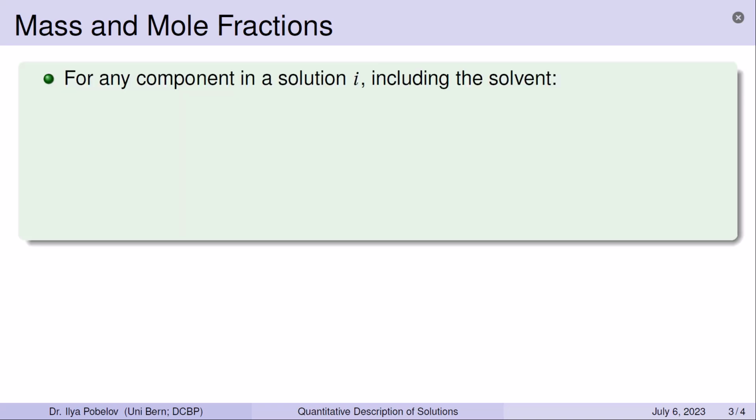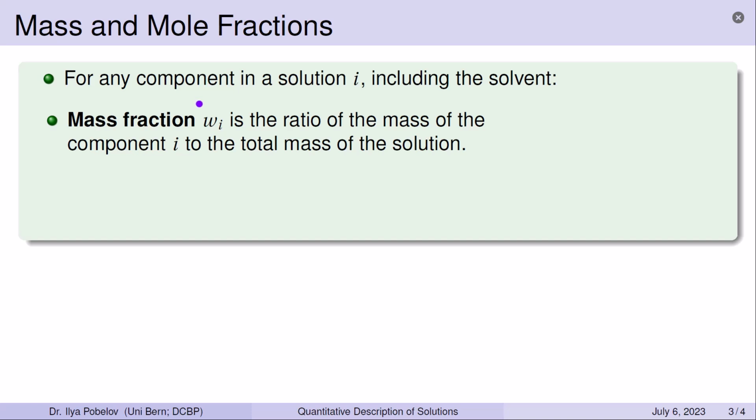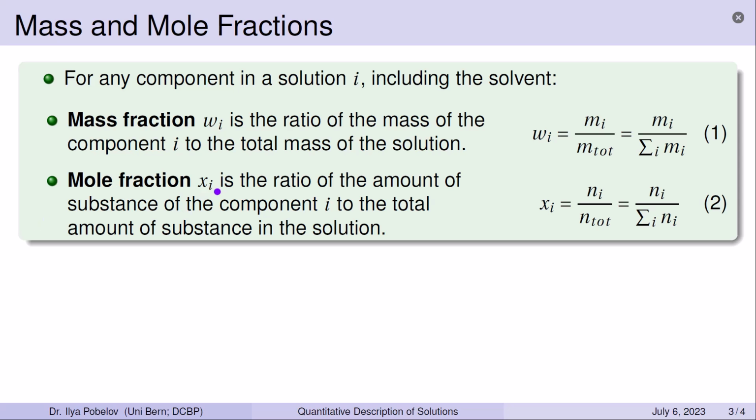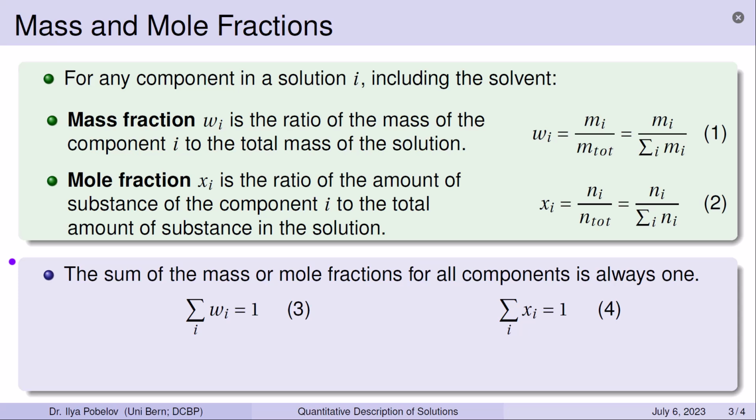For any component in a solution, including the solvent, the mass fraction of the component, denoted by W, is the ratio of the mass of the component to the total mass of the solution. Expressed as a formula, the mass fraction is M over M total. The mole fraction, denoted by X, is the ratio of the amount of substance of the component to the total amount of substance in the solution. By definition, the sum of the mass or mole fractions for all components in a solution is always 1.